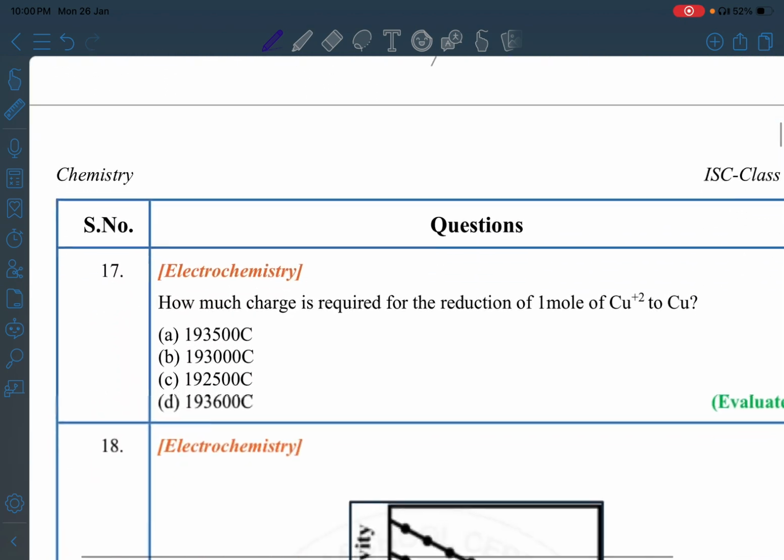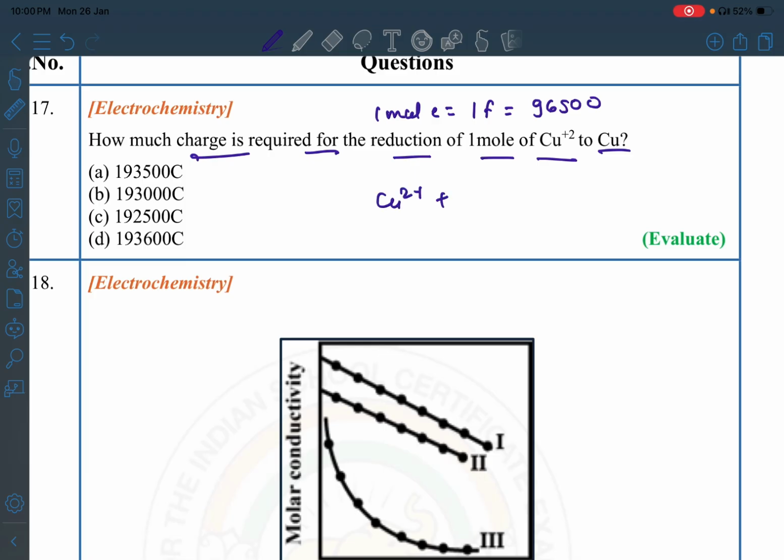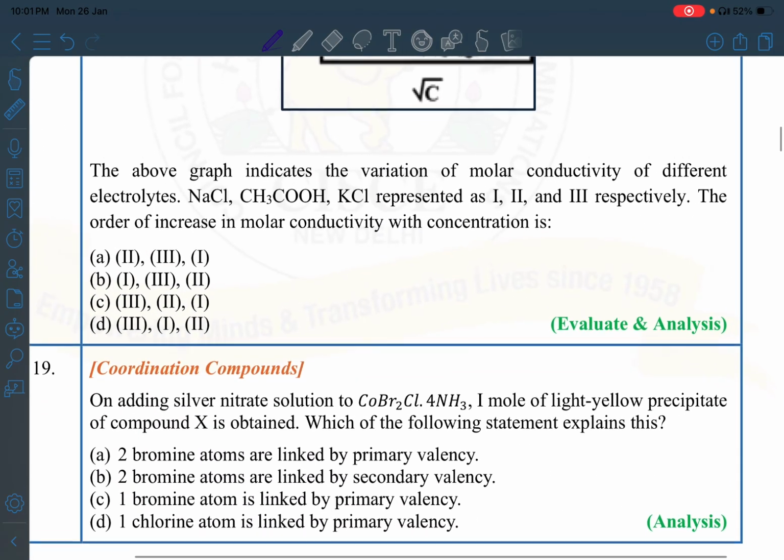Then question number 7: how many charges are required for reduction of 1 mole of Cu2+ into Cu? So 1 mole of electrons requires 1 Faraday of electricity, which equals 96500 coulomb. Now Cu2+ converts into Cu, it accepts 2 electrons. So it requires 2 moles of electricity. 2 Faraday means 2 times 96500, and when we multiply we get 193,000 coulomb.